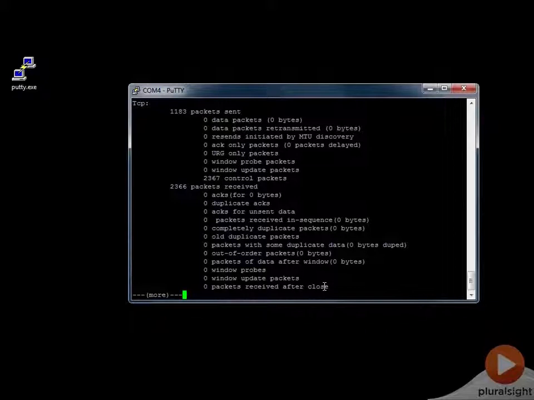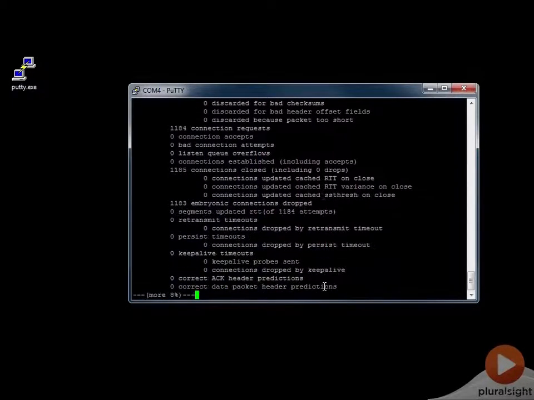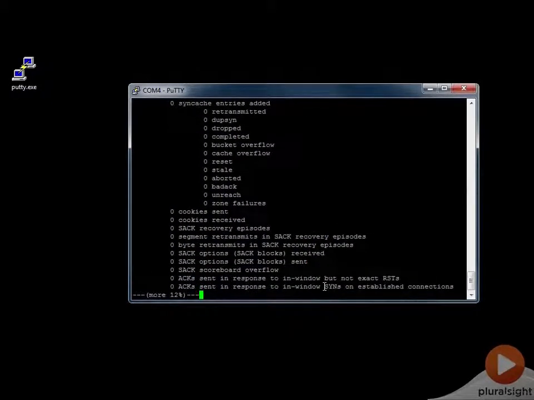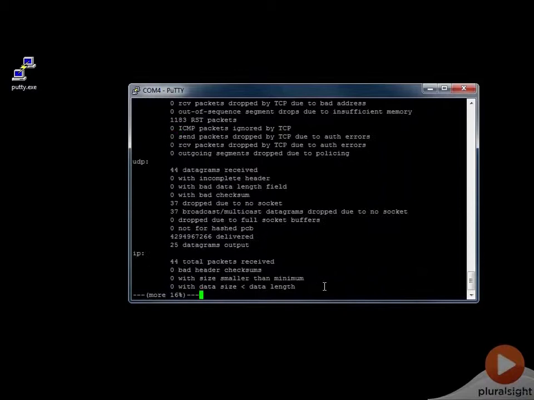For instance, we have TCP, and we're looking at numbers of packets, and we're looking at errors, and we're looking at control packets, and as we scroll down through, we can see that there is quite a bit of information here. And now we're on to UDP. Okay, this is showing 44 datagrams received.